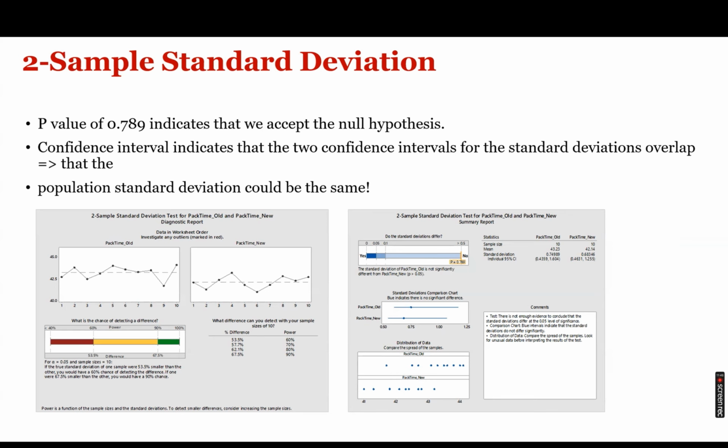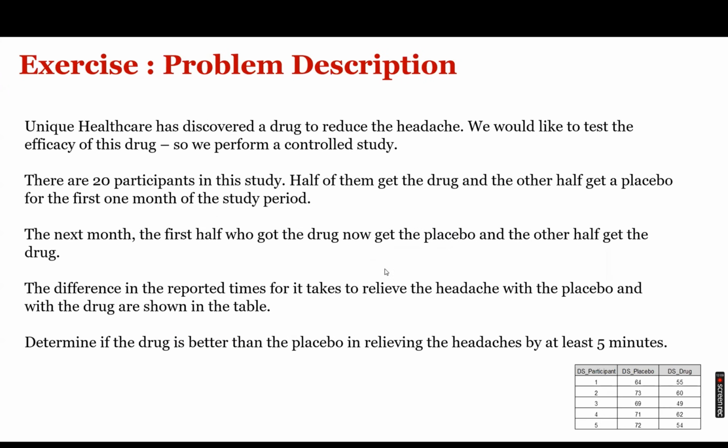What was the null hypothesis? That the standard deviation of the old machine is not different from the standard deviation of the new machine. That is what we confirm. That is our result. See, below the p-value, it is also written: the standard deviation of the old machine is not significantly different from the new machine. That is what we decided.